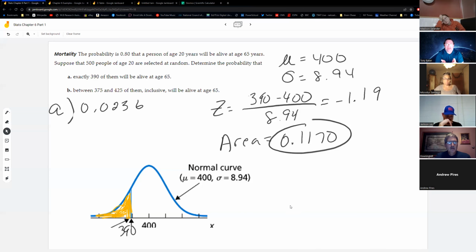So since I can't find just 390, I need to pick a value on either side of it and find those z-scores and then subtract them. So instead of doing 390 here, we're going to do 389.5 and 390.5. We just do a half on either side of it.